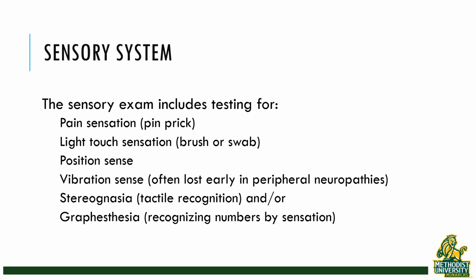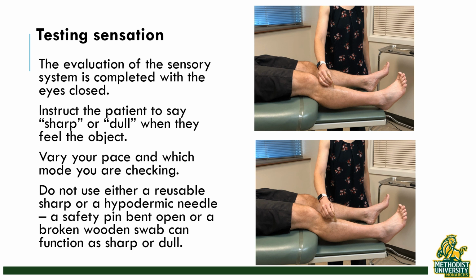When we're testing for the sensory exam, we're going to check for pain sensation and light touch sensation. We may check for position and vibration sense, and we may check things like stereognosia and graphesthesia. To check sensation, the best thing to do is to have your patient close their eyes and illustrate for them that this is dull and this is sharp. Can you tell the difference? And obviously this isn't really sharp.